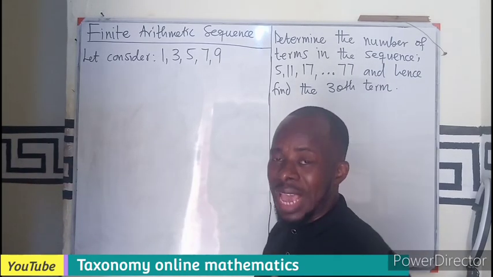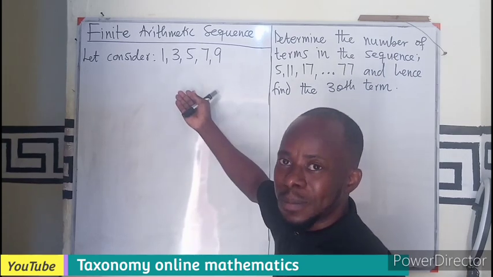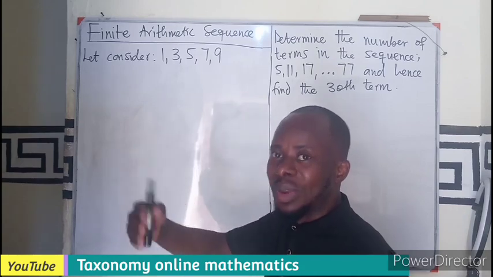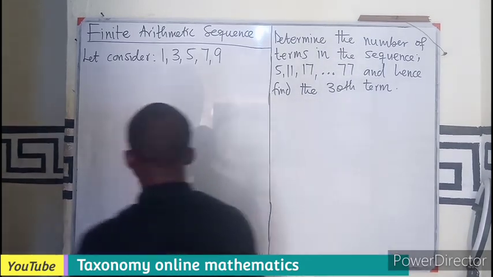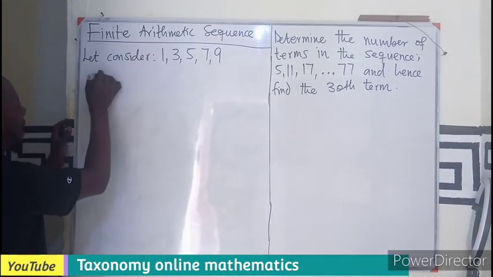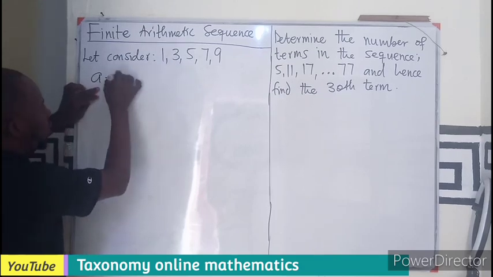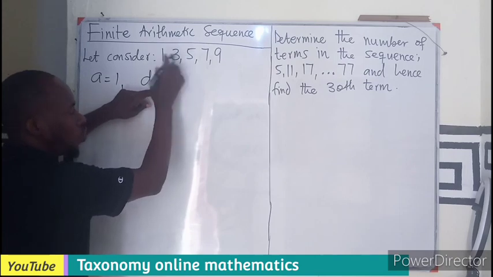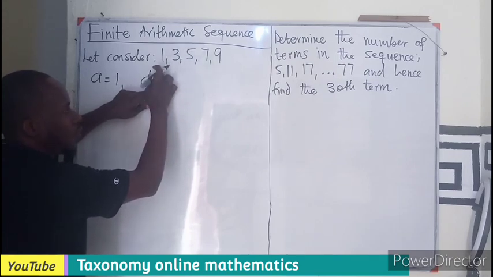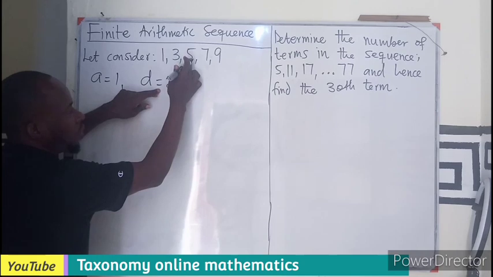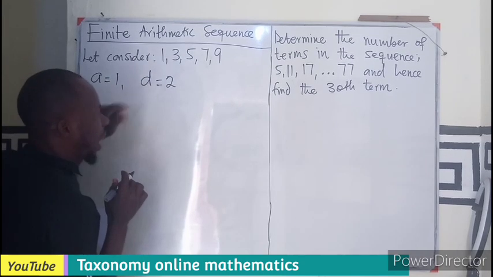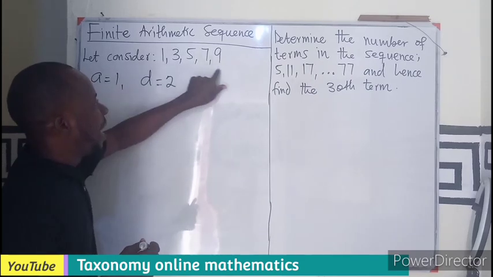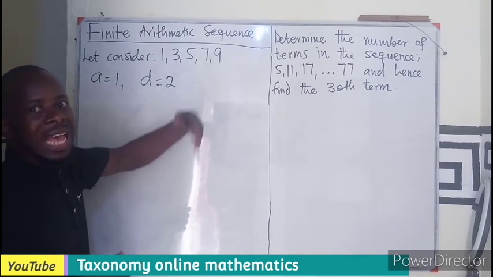Now, you can be asked, how many terms are here? Actually, they ask you the nth term, how many terms are possible? So in this case, I have my a equals 1, and my d, the difference between two consecutive terms: 3 minus 1 is 2, 5 minus 3 is also 2. So we have our common difference to be 2. We want to find the nth term, how many terms are here.